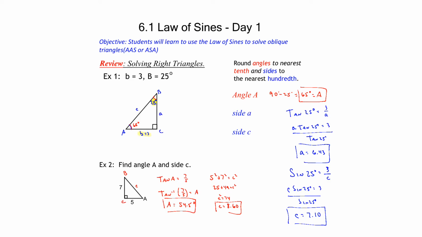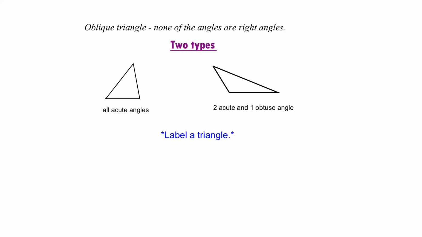That's not our main focus. Our main focus is to now solve triangles that are not right, once again called oblique. So let's take a look at that. So what is an oblique triangle? Just like I explained earlier, none of the angles are right angles. So we're going to be dealing with triangles that are no longer right triangles.